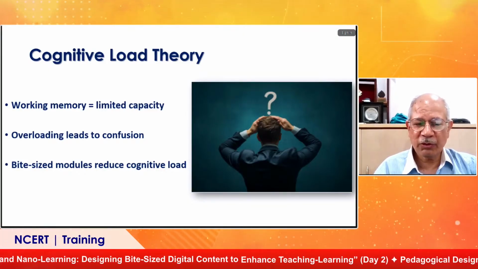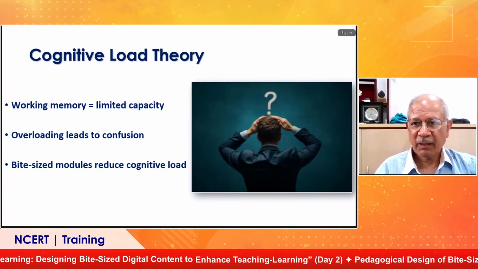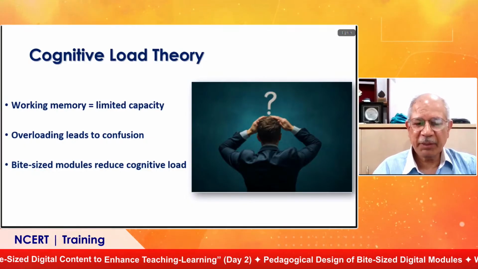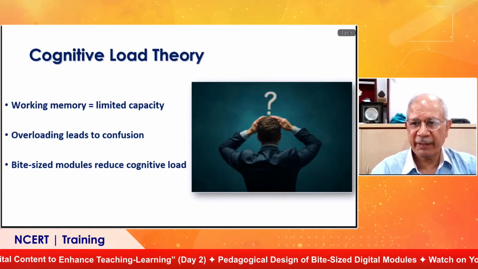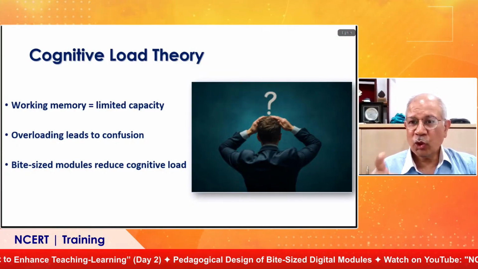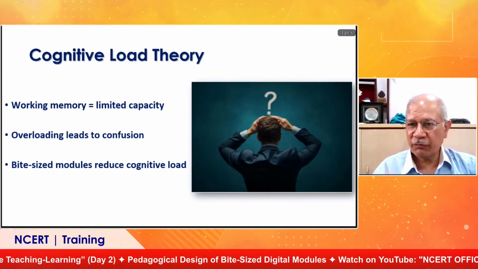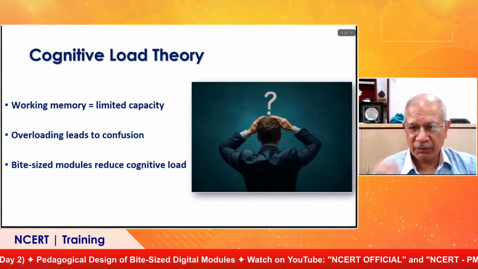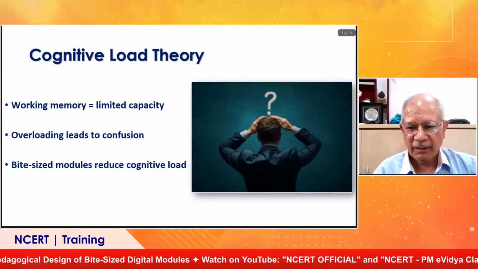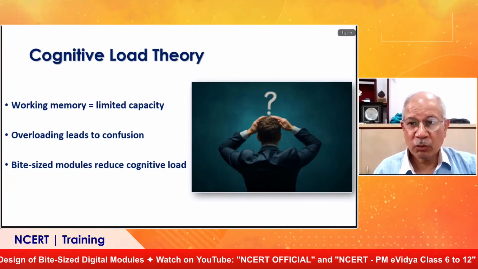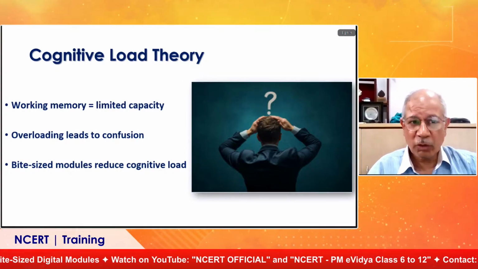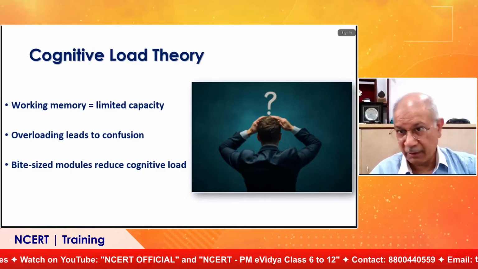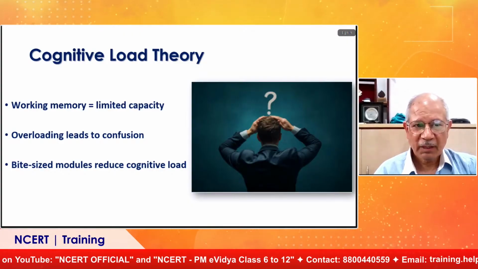So cognitive load theory says that our brain can only process a limited amount of information at a time. Overloading learners leads to confusion and poor retention. That's why sometimes we say, keep your instructions simple. Too many complex things can overwhelm our learners, our listeners.